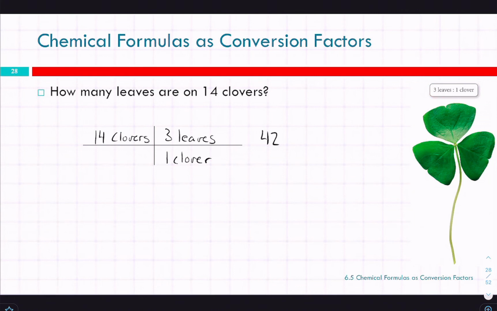Okay, so in 14 clovers, there would be 42 leaves. So same idea, right? We have one molecule of water, to get us back on track. There are 2 hydrogen atoms and 1 oxygen atom, or we can use the chemical formula to figure out how many of each type of atom there are, and we could calculate for each of those individual atoms how many there are in a whole bunch of atoms.